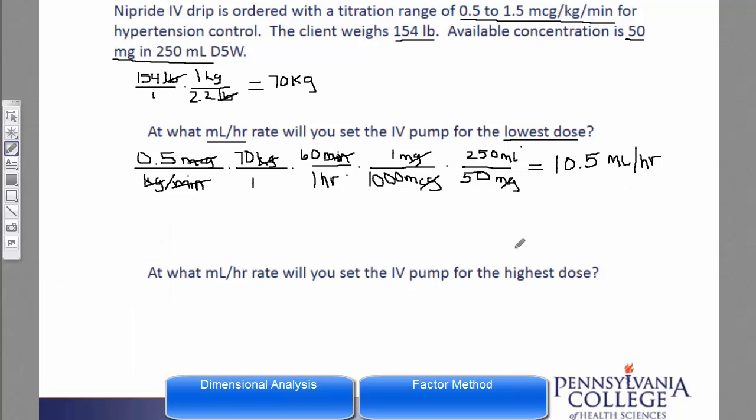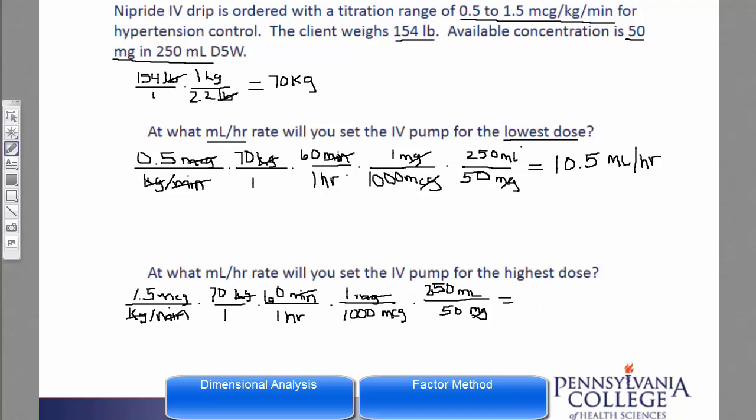The next problem asks, at what milliliter per hour rate will you set on the IV pump for the highest dose? So that means that we are going to repeat the same problem, but start with the 1.5 micrograms per kilogram per minute. I notice that the conversions are identical because I want to go to milliliters per hour. So I'm literally going to copy the exact same conversions from my previous problem into my new problem.